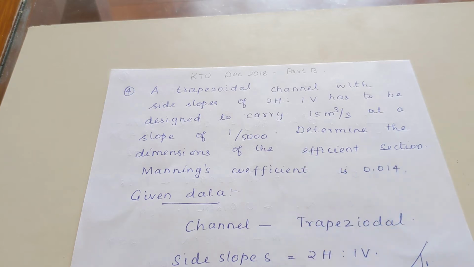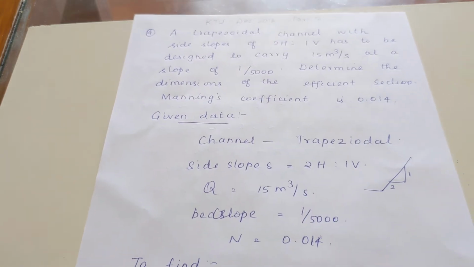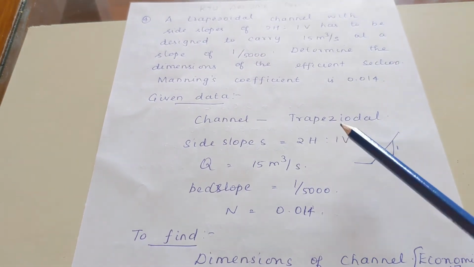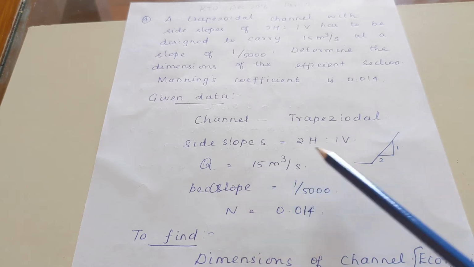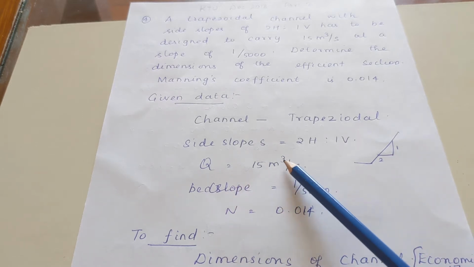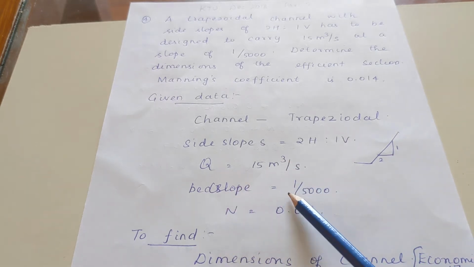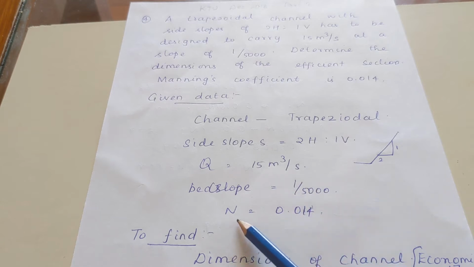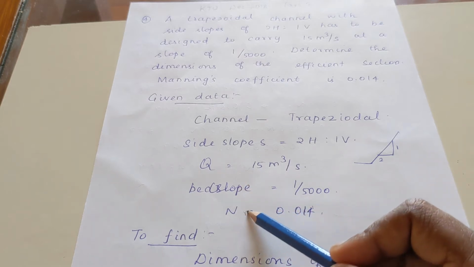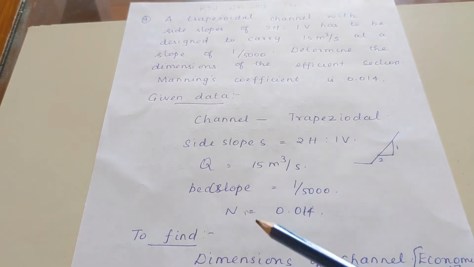Manning's coefficient is 0.014, given. So here, write down the given data. What are the given data? The channel is a trapezoidal channel. They have given the side slope 1 vertical, 2 horizontal. Q is given as 15 meter cube per second, the bed slope is given as 1 divided by 5000, and Manning's coefficient n is equal to 0.014. You can represent it as capital N or small n, whichever you like.